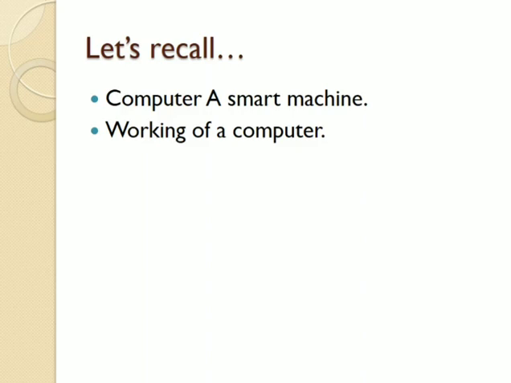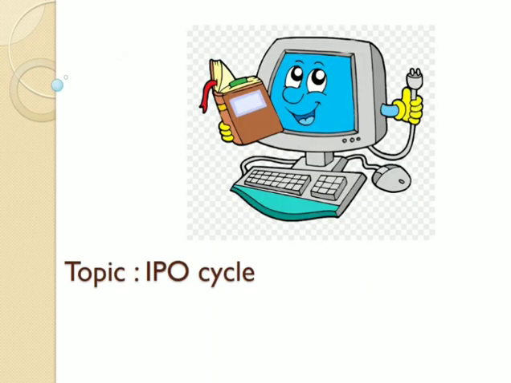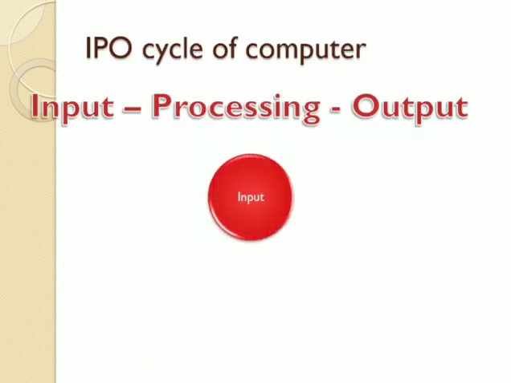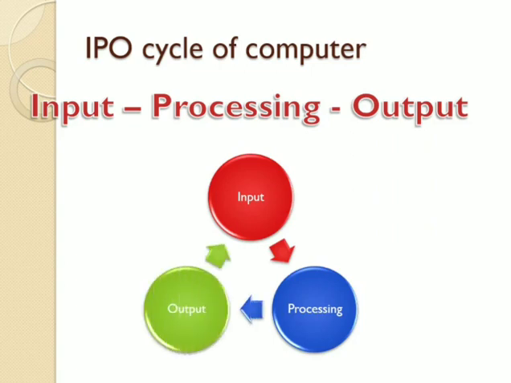And we have learned about the working of a computer. A computer works on the basic principle of the IPO cycle. So today we are going to learn about the IPO cycle again. The IPO cycle of a computer is input, processing and output. A computer takes an input from the user, processes it and produces output. That is the IPO cycle of a computer.